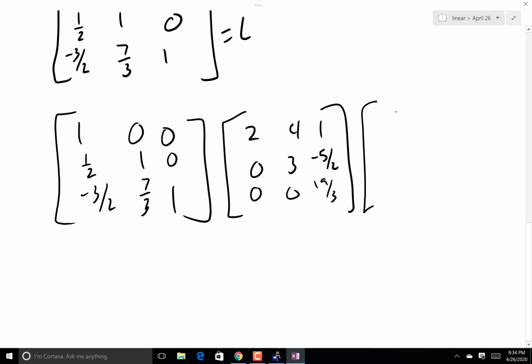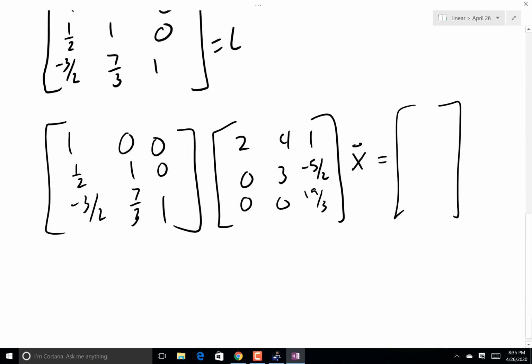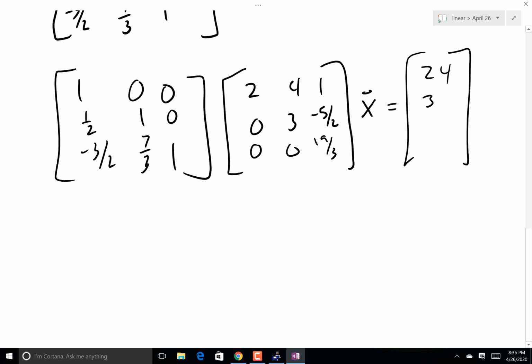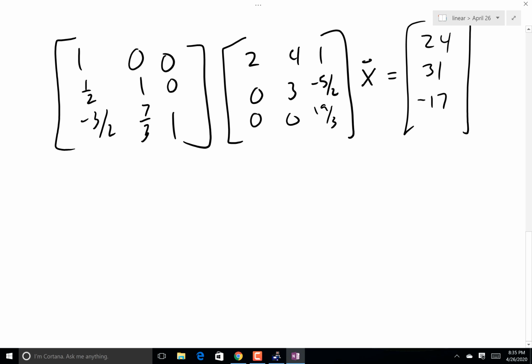I'm just going to write our big X. I'm actually going to rewrite this as X. Our vector here is equal to our solution over here, and our solution is 24, 31, -17. Now remember, what we're saying is we're going to call this y. So y is a vector.